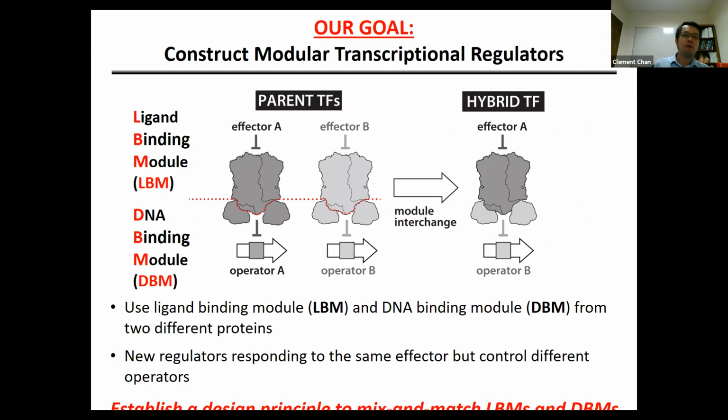Okay, so to deal with this problem, we propose to use a module swapping strategy to build some hybrid transcriptional regulators which can be used as connectors between different signals and different promoters. So here, for example, if we can fuse the ligand binding module of protein A or regulator A to the DNA binding module of protein B, then we can generate a hybrid regulator that can control gene expression driven by promoter B, and then it can respond to small molecule A as an inducer. So basically, this is a new connection. And by doing that, we can then connect signal A to promoter B. All right, so this is our goal.